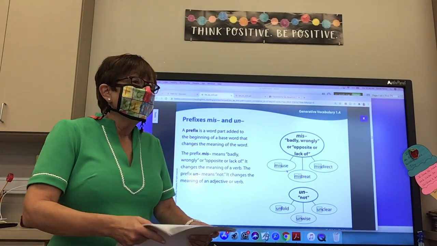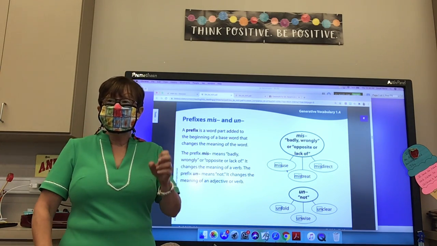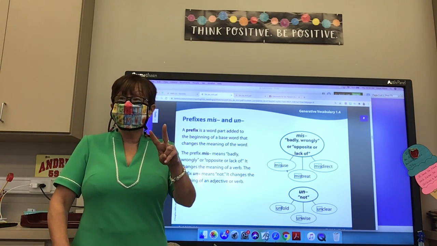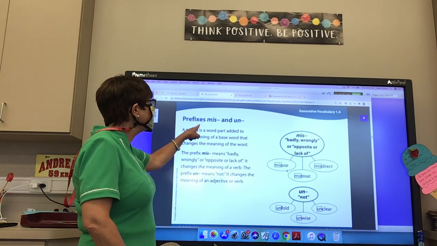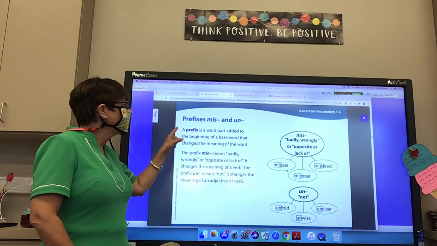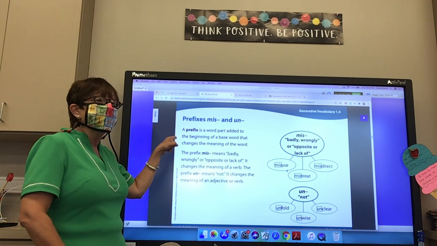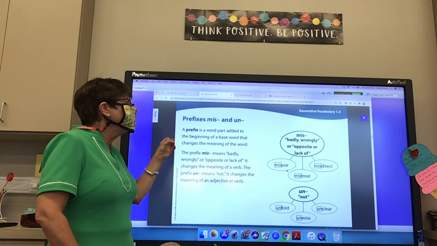Okay, boys and girls, we are going to be talking about some prefixes today. We're going to be talking about two in particular. We are going to be talking about the prefixes mis and un. Now, a prefix is a word part added to the beginning of a base word that changes the meaning of the word.